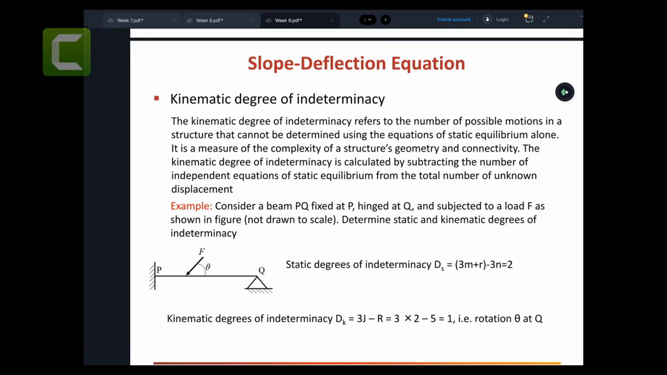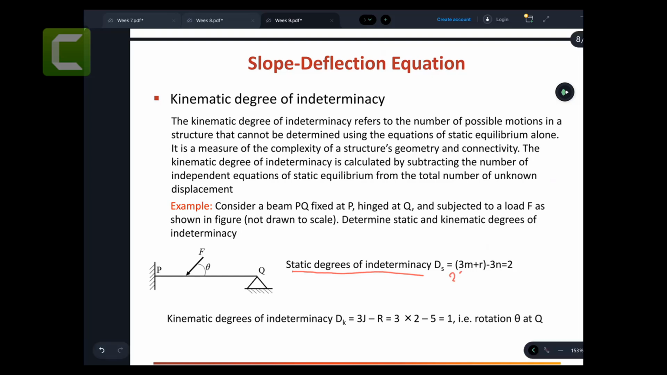Now, the static degree of indeterminacy, you did it last week, right? I want you to learn the kinematic degree of indeterminacy independent of static, and I also want you to have a feeling of what we did last week. So it will be a revision for you. The static equilibrium equation, if you remember, is 3m plus r minus 3n. If you go back to our force methods, you can find these equations.